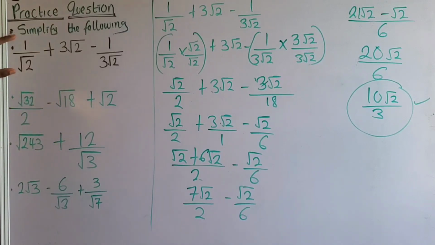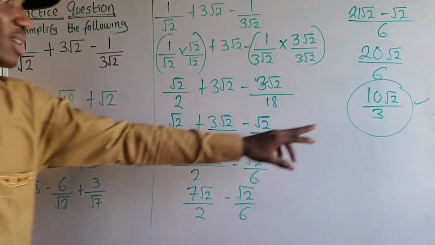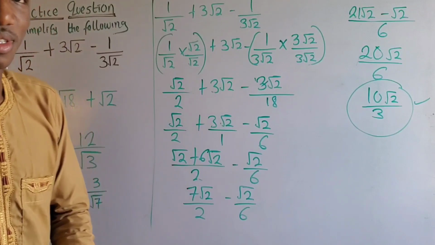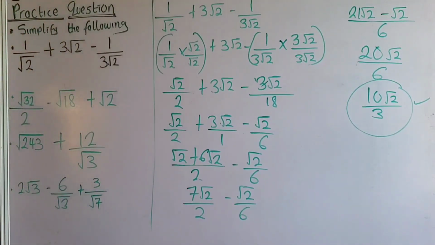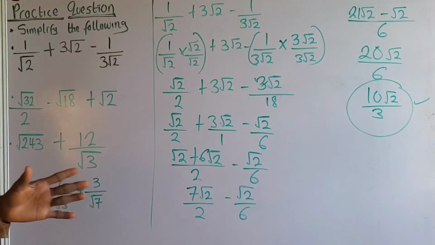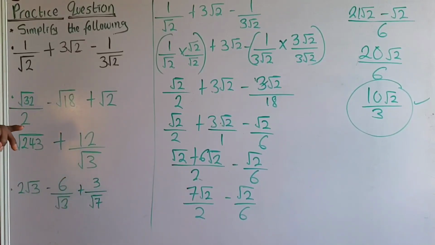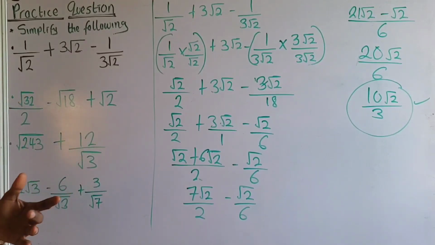Okay, so the simplified version of this question is what? 10 root 2 all over 3. Now let me give you a hint. Anytime you are asked to simplify a surd expression of this type, first deal with the irrational part. Do you get what I'm trying to say? If you have an irrational part at the denominator, first rationalize it so as to make the work easier.